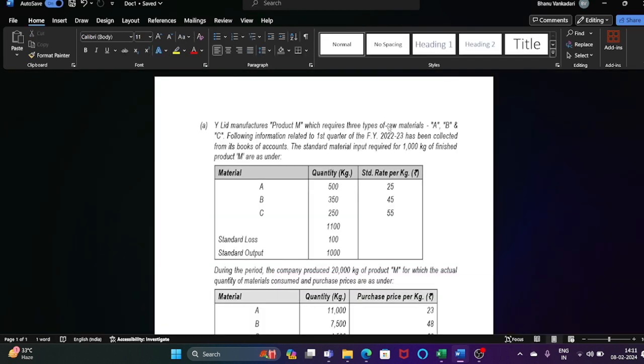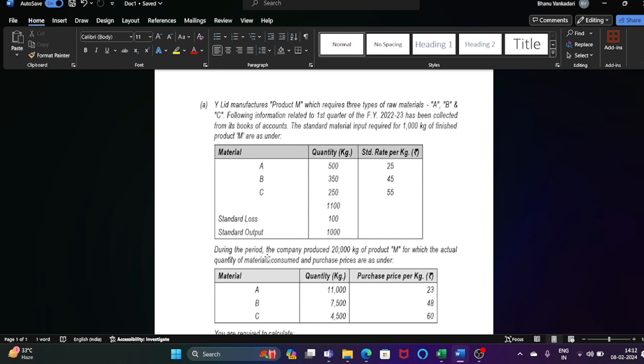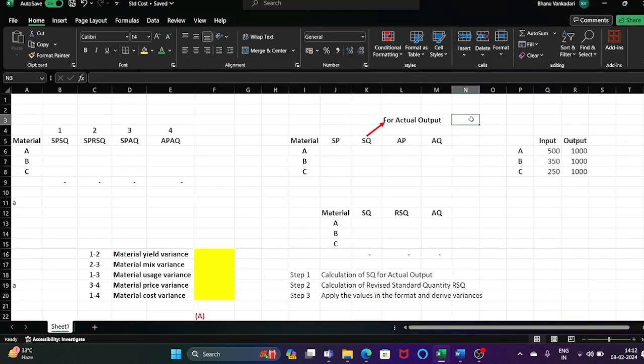Now we need to see the actual quantity. What is the actual quantity? During the period, the company produced 20,000 kgs of product M. So actual output is 20,000 kgs.